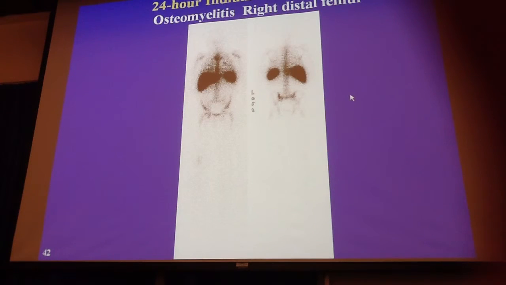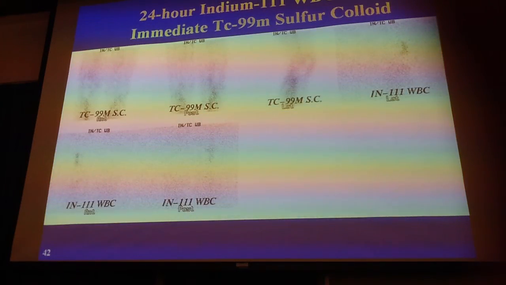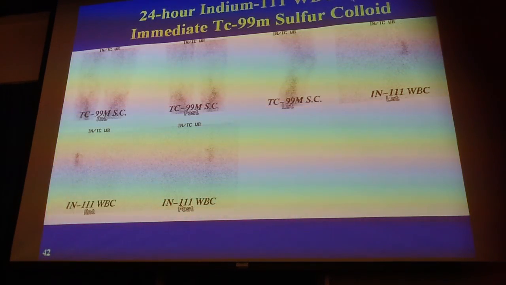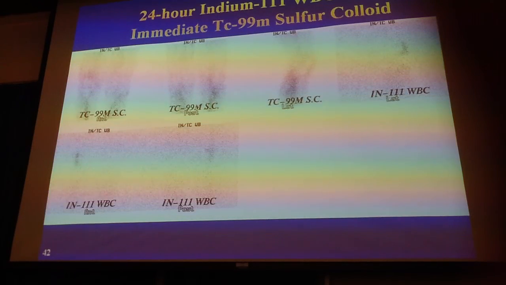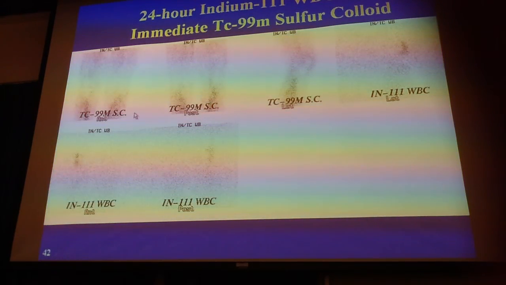Okay, so here we go. Osteomyelitis, right distal femur. Let's take a look at the WBC and the sulfur colloid. Here you have a sulfur colloid.